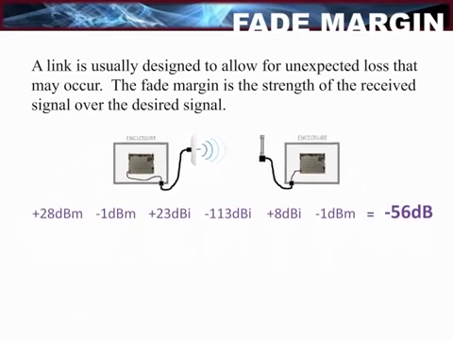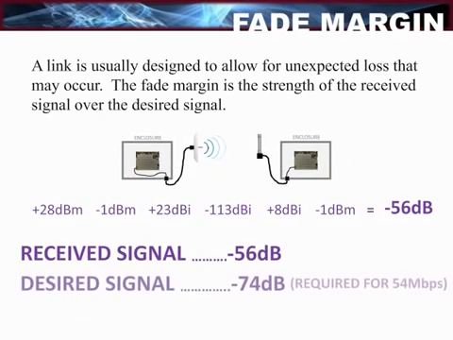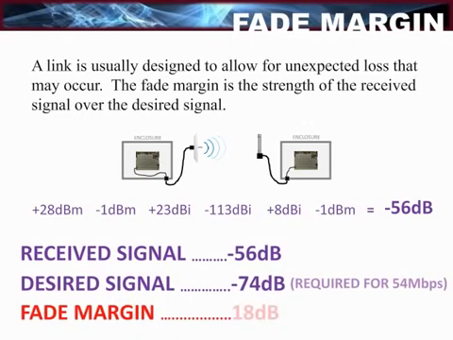A link is usually designed to allow for unexpected loss that may occur. This is done with appropriate transmit powers, antenna gains, and cable runs. This is the over-engineering of the link we were talking about earlier. The fade margin is the strength of the received signal over the strength of the desired signal. In the example given, the received signal is negative 56 dB. The desired signal is negative 74 dB. Recall that this is the signal needed in order to achieve maximum connectivity in the 802.11a protocol. The difference in these two values gives us our fade margin of 18 dB.